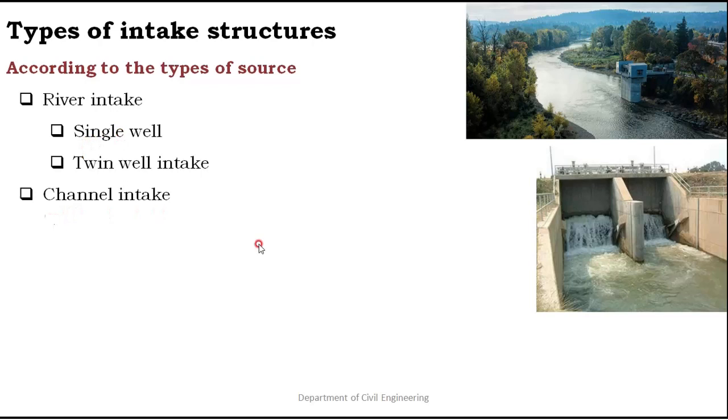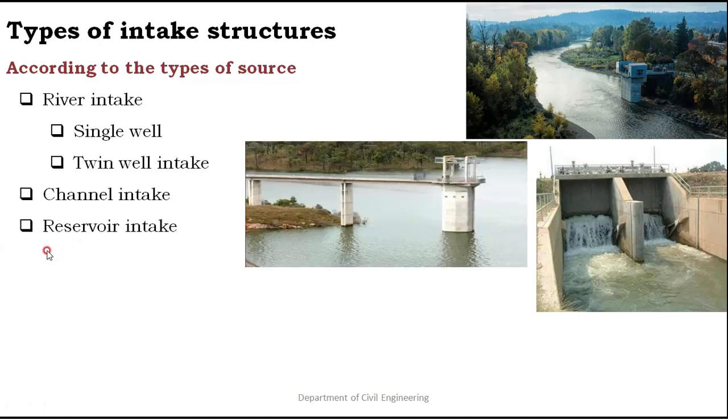Okay, then canal intake. This is the canal. The canal is moving from one end to the other end, and in between, across the canal, you construct one intake structure, and from there you collect the water and send it to the treatment plant. Then after that, you will have a reservoir intake. This is a complete reservoir, and in that reservoir you will identify one particular point. There you will construct the intake structure.